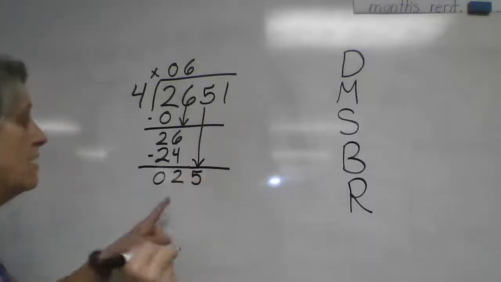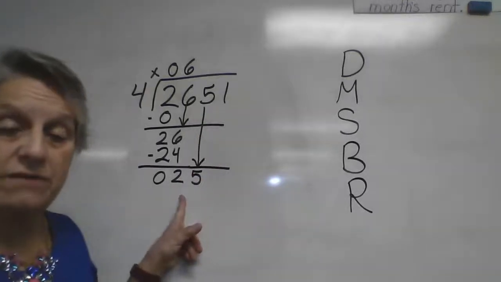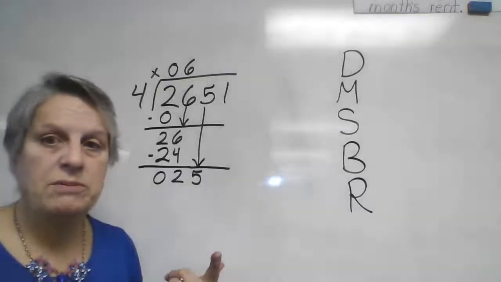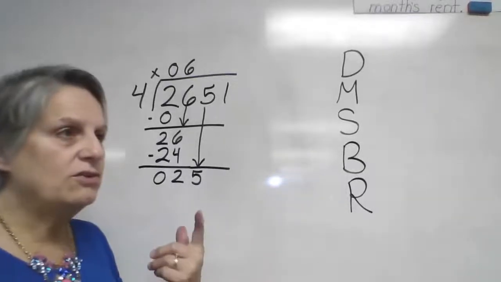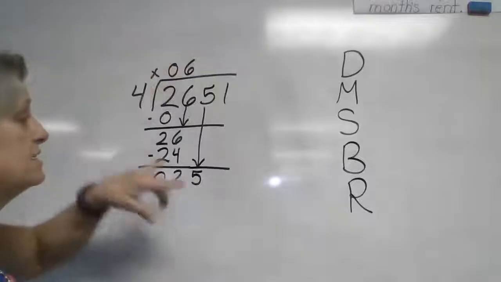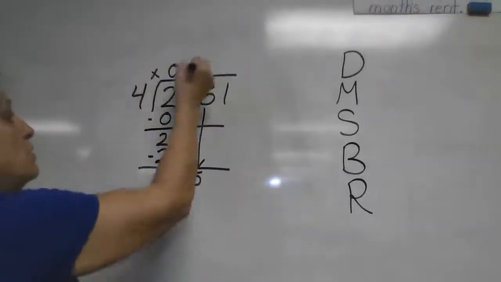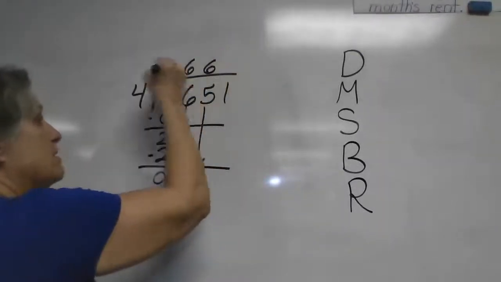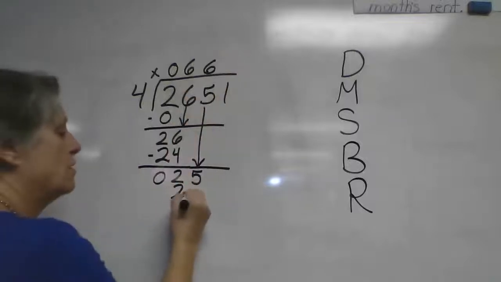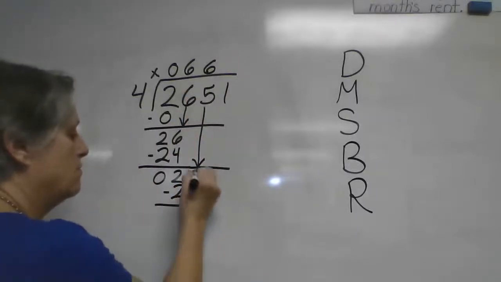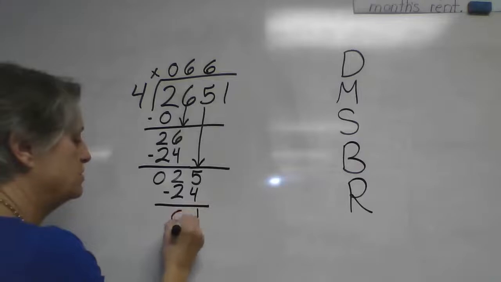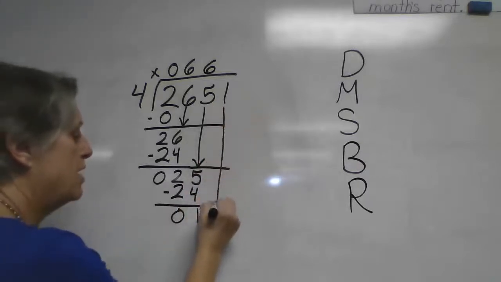Bring down that 5. How many times does 4 go into 25? Well, if the student remembers the problem that they just did, they'll know, oh, wait, I did 4 times 6 to get 24. That's very close. I know it's going to be another 6. 4 times 6 is 24. 5 minus 4 is 1. 2 minus 2 is 0. Bring down that 1.